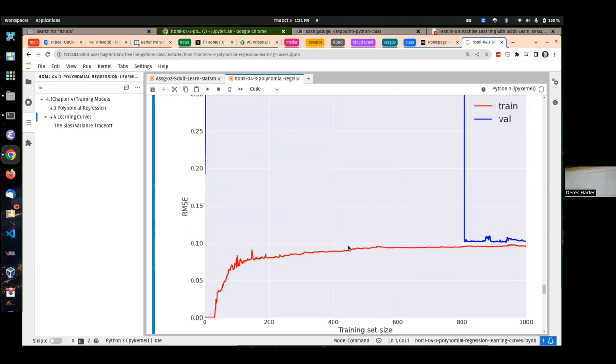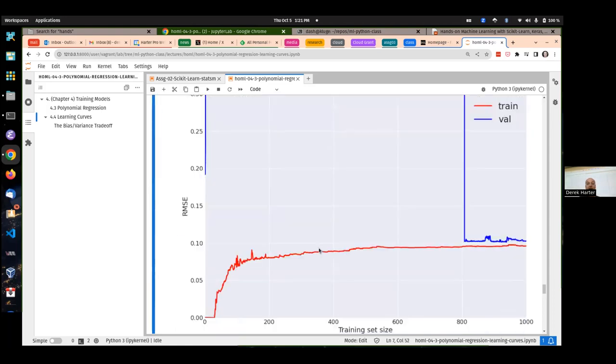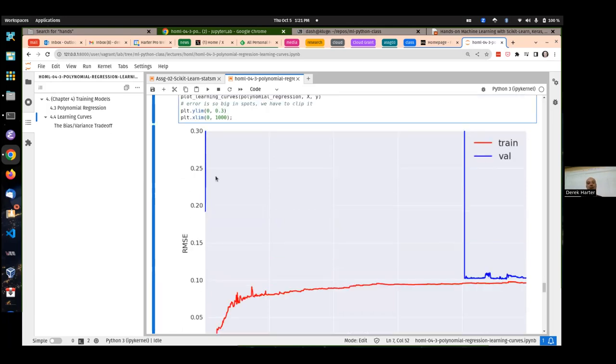Our second learning curve here is where we're using a degree 100 polynomial to try to fit this degree 2 function that we're trying to model. So here, because of the gap, we should assume that this is overfitting. You should understand why this happens for overfitting.